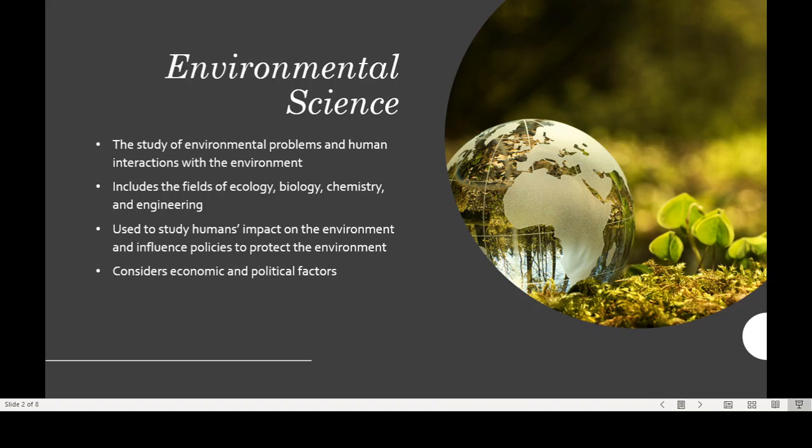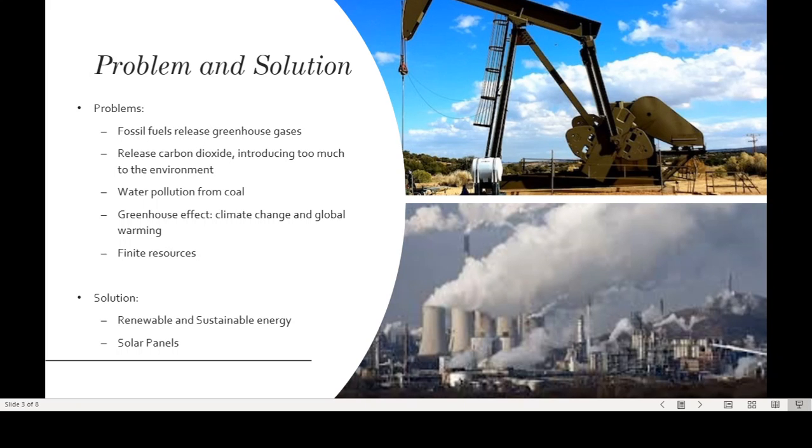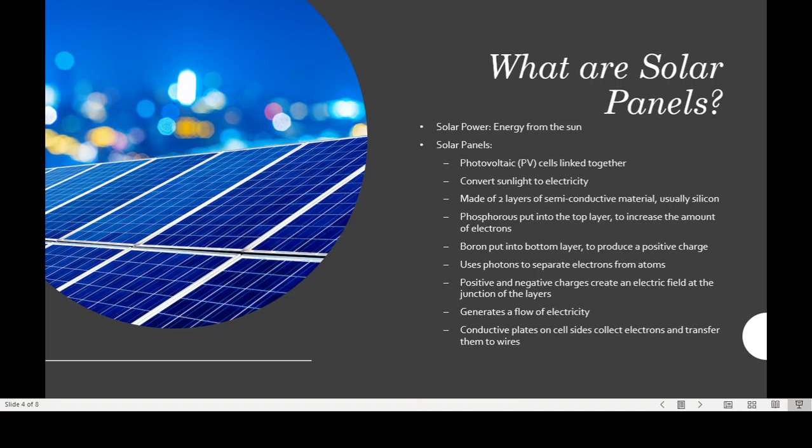economic and political factors. So one problem in the environment is the emissions released by fossil fuels. So fossil fuels release greenhouse gases when they're used. They also release carbon dioxide, which introduces too much to the environment. And things like coal cause water pollution, and they also add to the greenhouse effect, which includes climate change and global warming. And it's also a finite resource. So one solution is to use renewable and sustainable energy like solar panels.